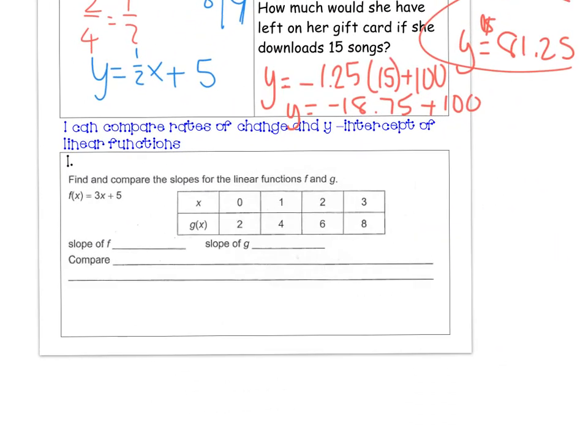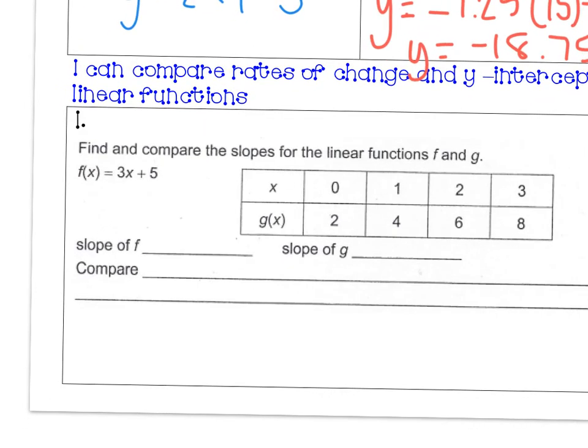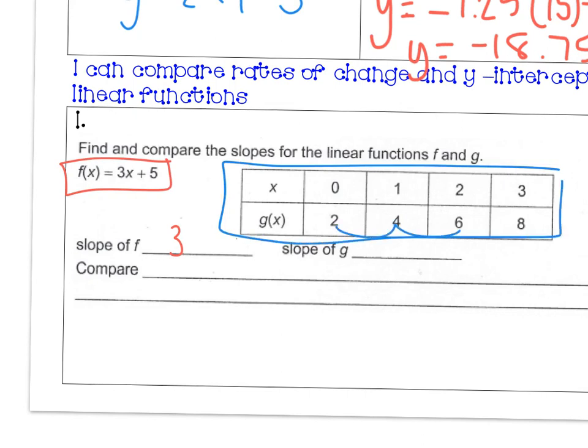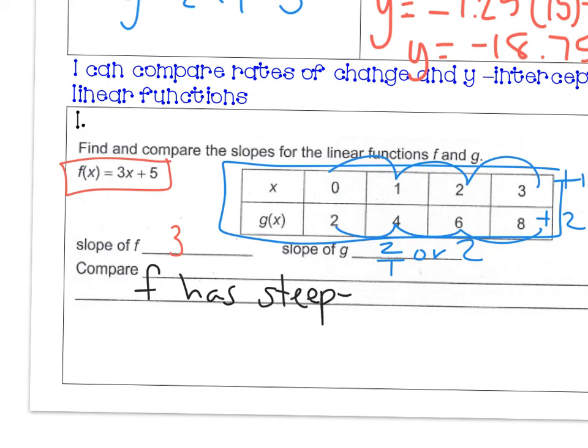Okay. Compare rates of change and y-intercept. Okay, so when I look at the first question, I'm comparing the rate of change of this equation. The rate of change of f is 3. And we have to figure out the rate of change of this table. So I can tell that this goes up by 2, and this goes up by 1. So the rate of change is 2 over 1, or just 2. I can tell that f has a steeper rate of change because it's bigger.